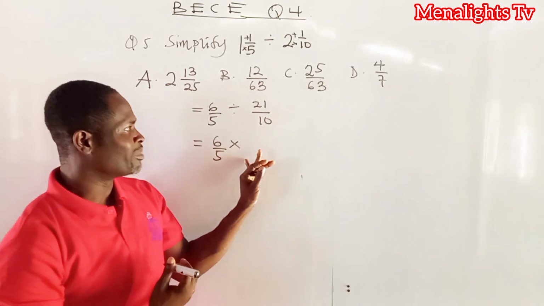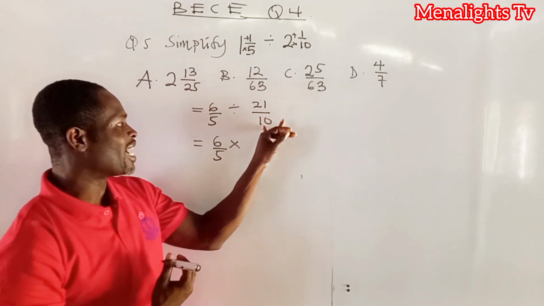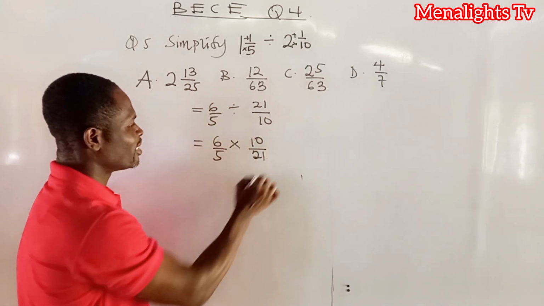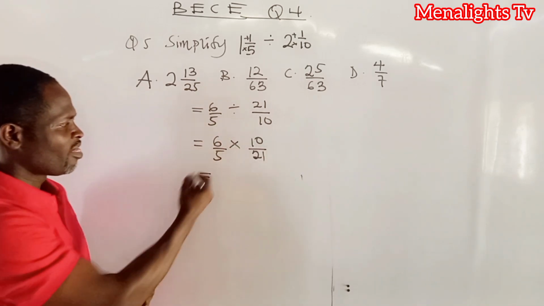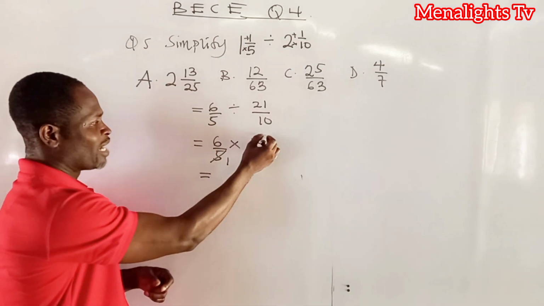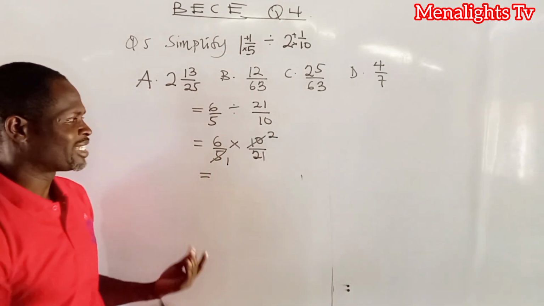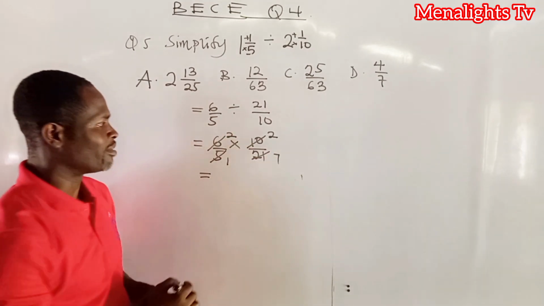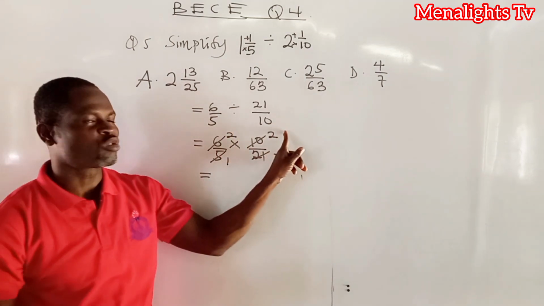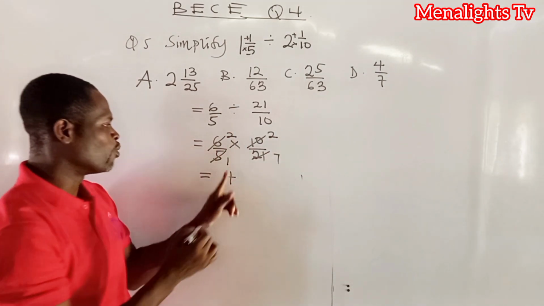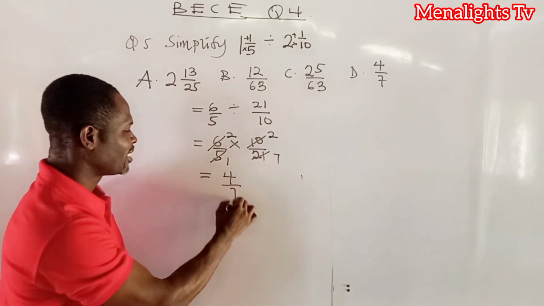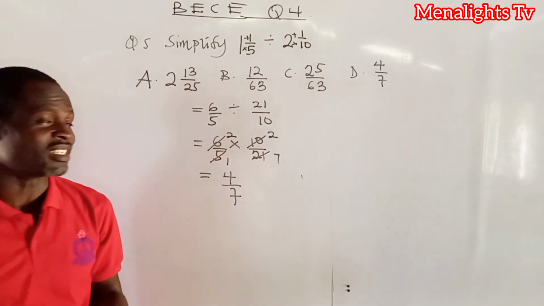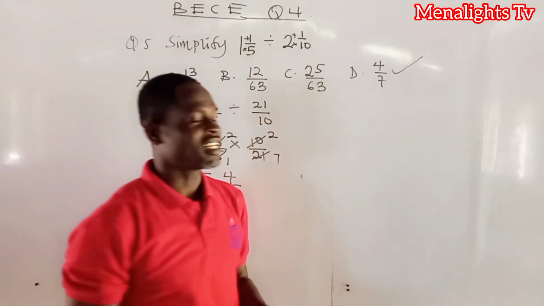Now that you change the division to multiplication, you change the position of the numerator and the denominator here. So it becomes 10 over 21. So from there, 5 can go into 5 once, 5 can go into 10 2 times. The same way, 3 will go here 2 times and 3 will go here 7 times. So we have 2 times 2 will give me 4, then 1 times 7 will give me 7. So the correct answer is 4 out of 7. And that 4 out of 7 is the alternative D.